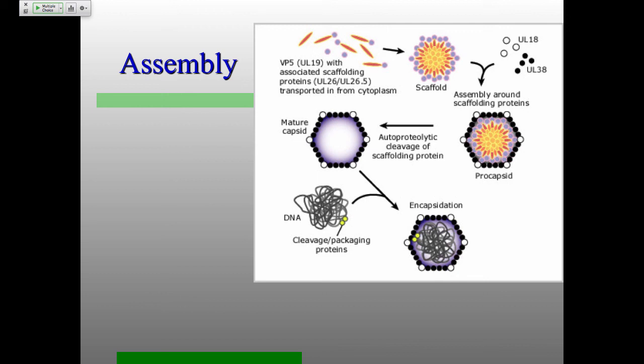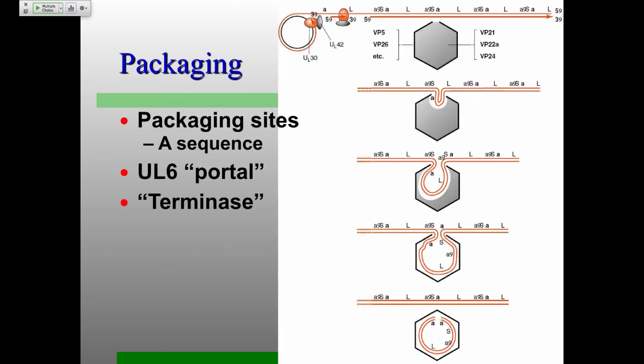Once you have an empty prohead, now DNA needs to get packaged inside of this head process. Kind of going back to replication, but it's also a crazy process. Because we switched to rolling circle, we assume we're making concatemers of the DNA, like Lambda. Yeah, a bit like this. Yeah, so that's exactly true.